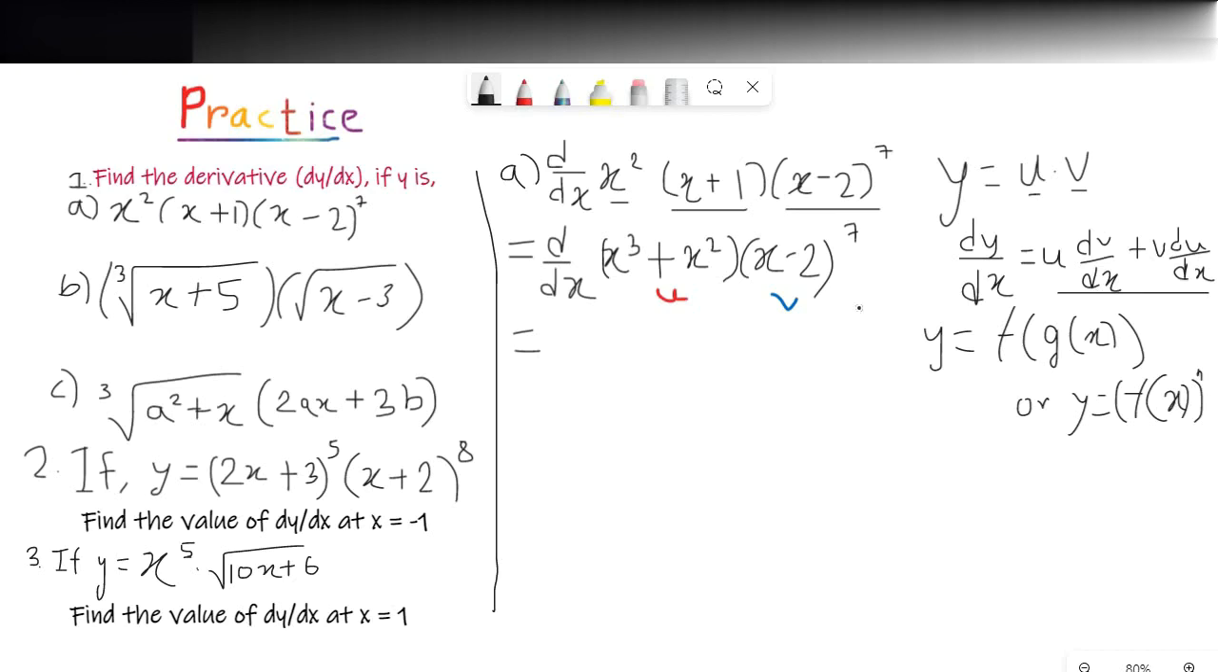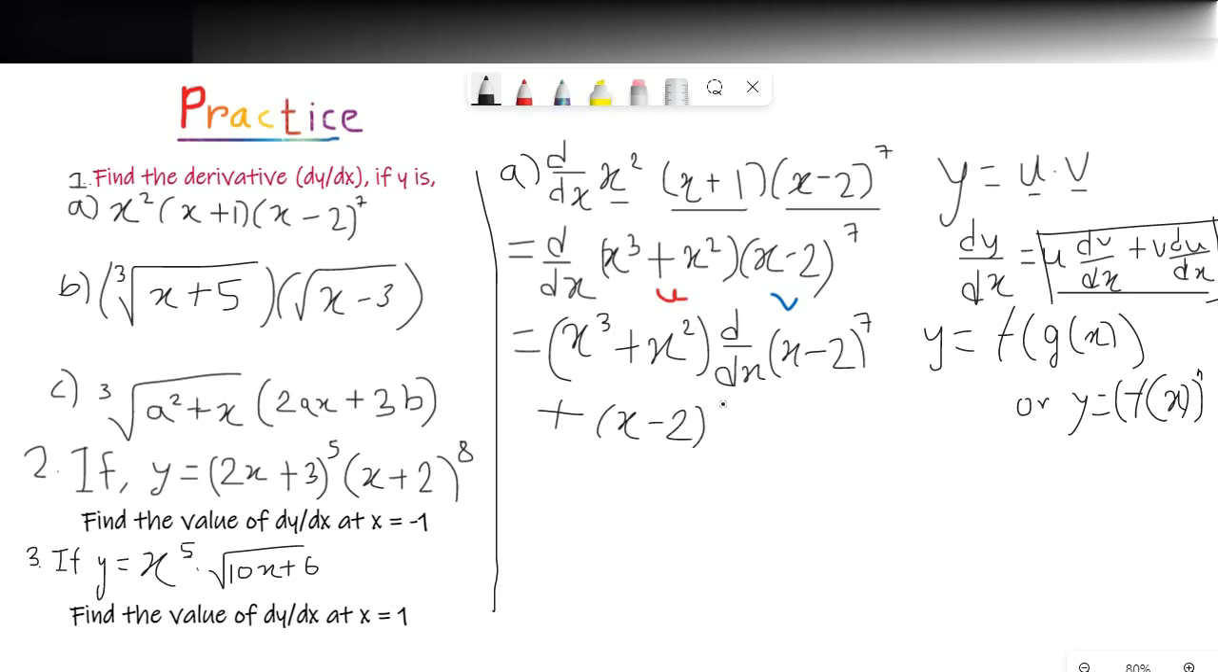So differentiating this, we will get x cubed plus x squared multiplied by dv by dx as given in the formula, which is d dx of x minus 2 whole to the power 7, and then plus v du by dx, which is v here, x minus 2 whole to the power 7, multiplied by the derivative of x cubed plus x squared, or u.